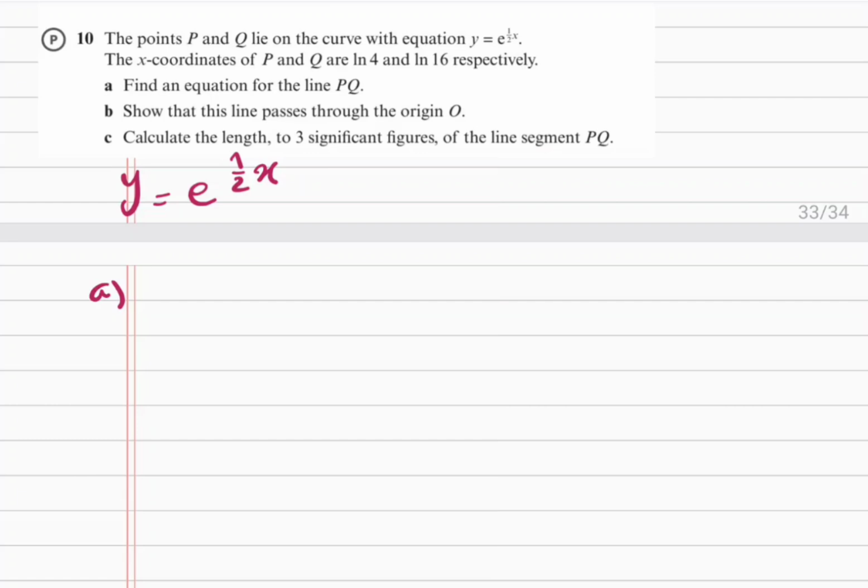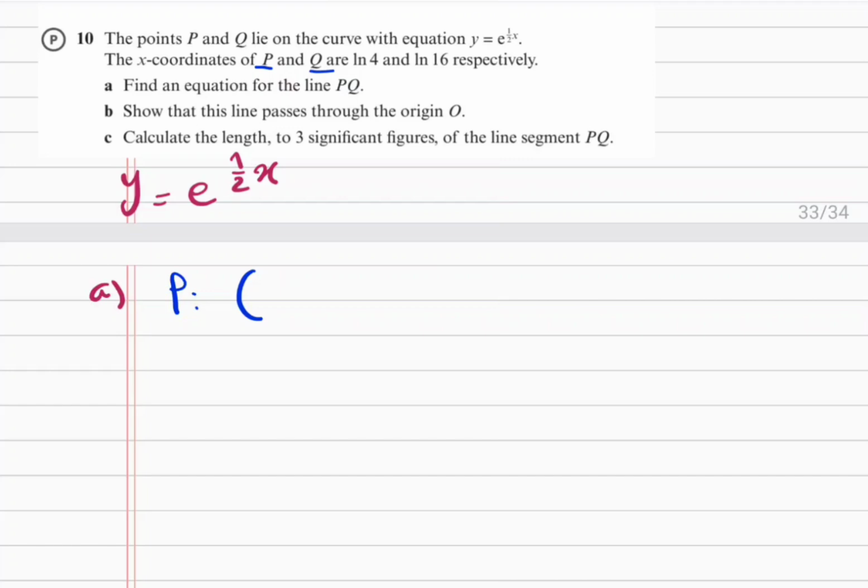These types of questions are very common in AS exams, for year 12 exams basically. To find an equation for the line PQ, we need the coordinates of P and Q and also the gradient, so that we can use y equals mx plus c, or the other formula, to find the equation of the line. So first, let's find the coordinates of P.